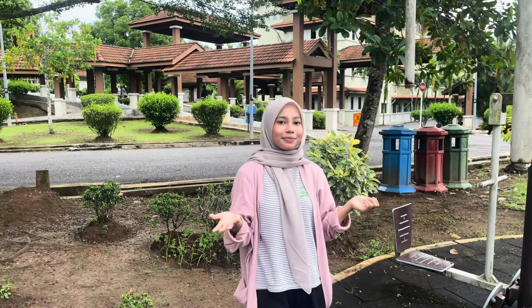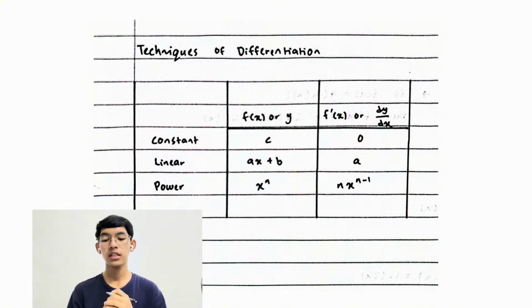Differentiation is the process of finding the derivative of a function. What is the technique of differentiation? Start with constant, we see f(x) equals c. When we differentiate, that becomes 0. It's a constant value. And then we go to linear, ax plus b. Only the a variable is left. Now b equals 0. And ax, when we differentiate, becomes a.